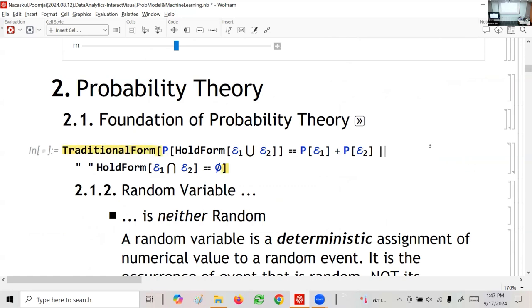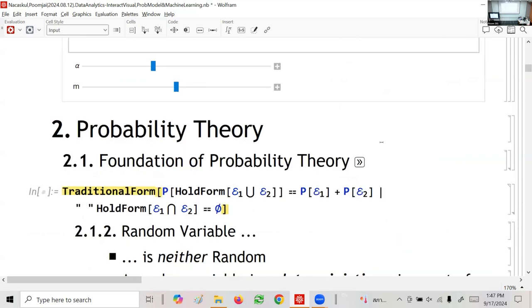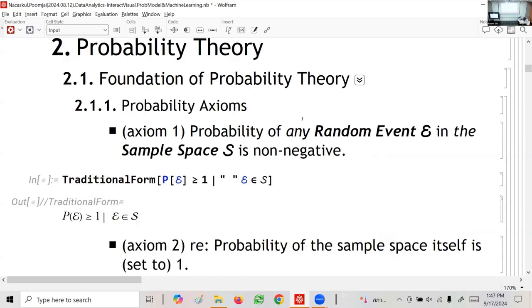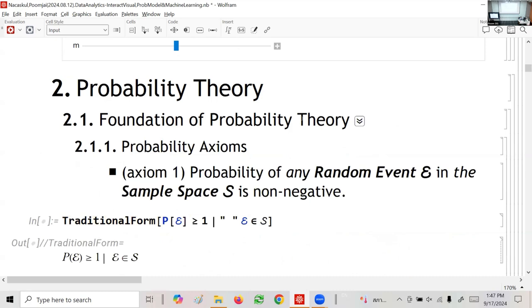Now, with Mathematica, okay, let's... I'm sorry. I keep wanting to go to the blackboard. That's okay, don't worry. Okay, let's do this.